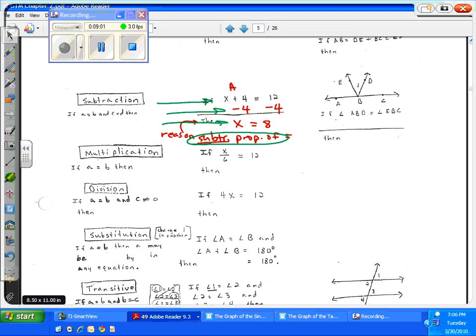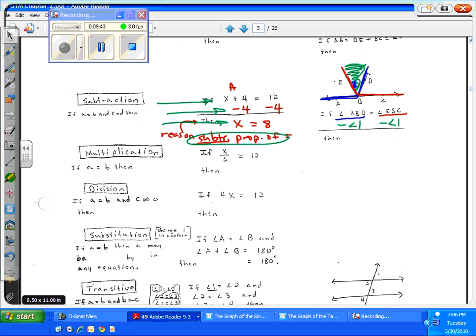Now let's look at this situation. If angle ABD, that's this whole big angle, is equal to angle EBC, that's this whole big angle, then what could we conclude? Well, since this big angle, they both contain angle 1, then we could subtract angle 1 from both of them since they both contain it.